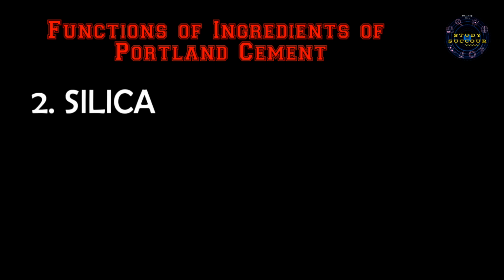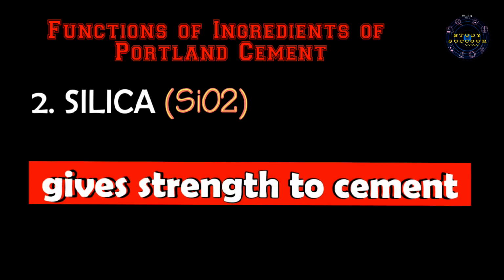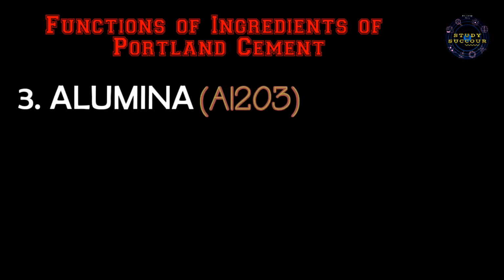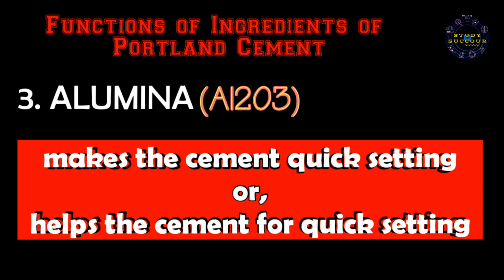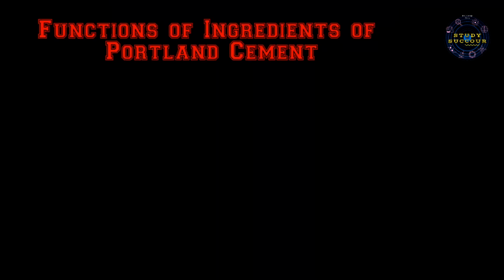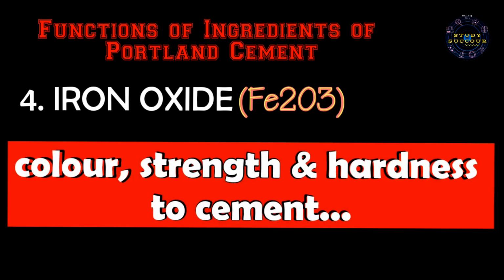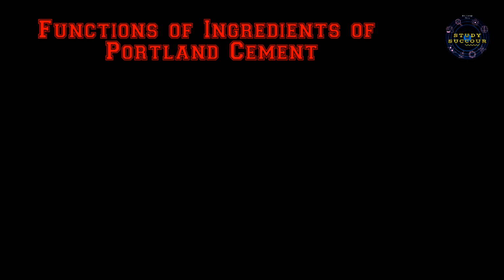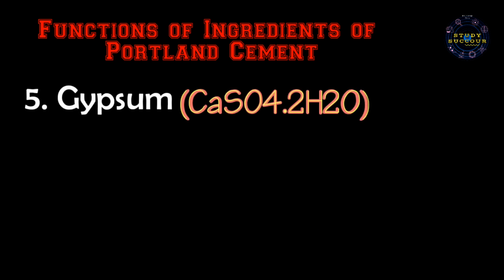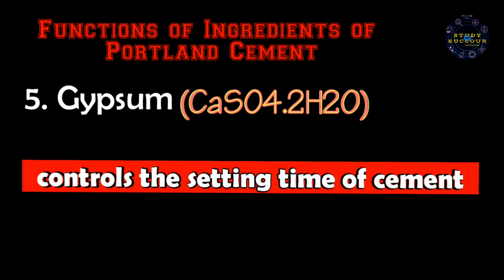Now the second one, silica or SiO2, silicon dioxide. Silicon dioxide gives strength to cement. Cement with excess of silica leads to slow setting. Now the third one, alumina or Al2O3. Alumina makes the cement quick setting, and excess alumina reduces the strength of cement. Now the fourth one is iron oxide or ferric oxide, which is also Fe2O3. It gives color, strength and hardness to the cement. Now the fifth one, gypsum, CaSO4.2H2O. This controls the setting time of cement.